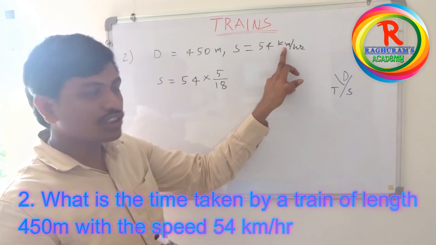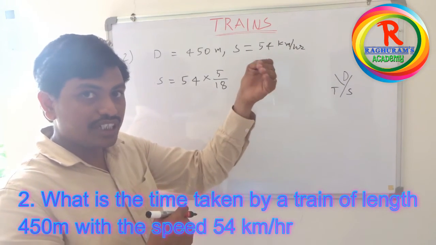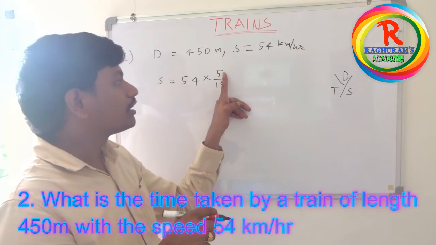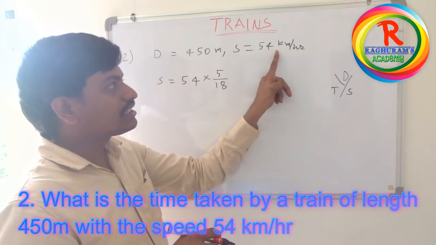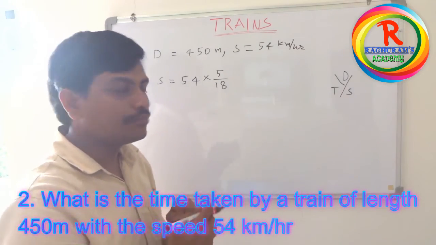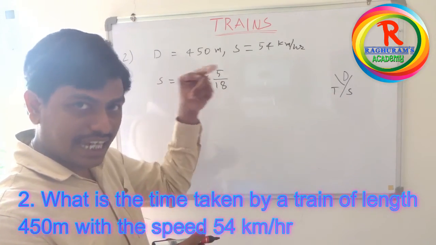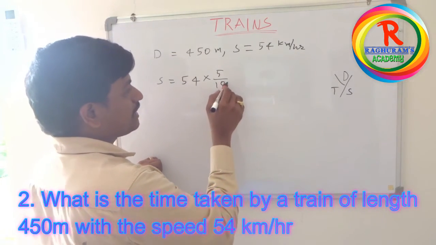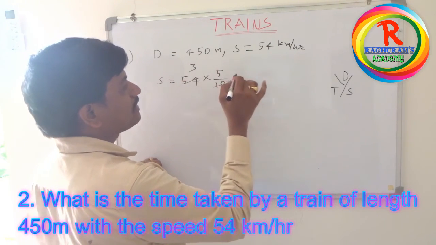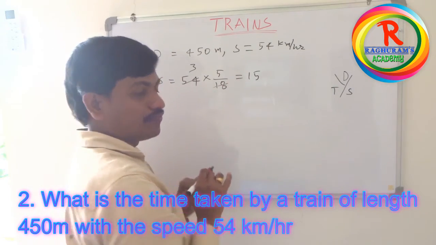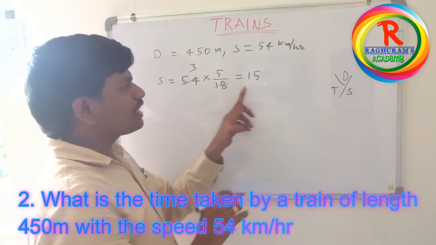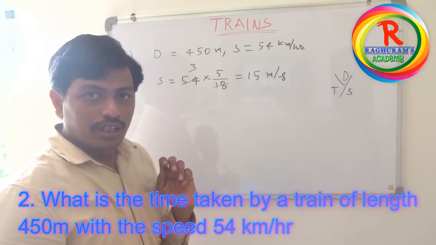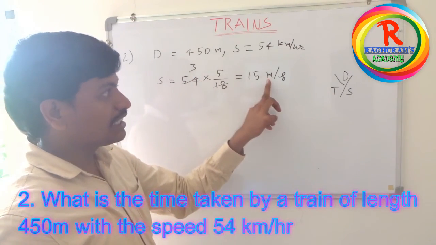54 kilometer is to be converted to meters. That is to be reduced. To reduce, multiply by 5, that is the least value. And to convert meters to kilometer, multiply by 18 by 5, that is 18, the huge value. And next here in this case, cancellation. 18 3s are 54, and 3 5s are 15. So here what is 15? Meters per second. Now the distance is in meters and the speed is in meters per second.